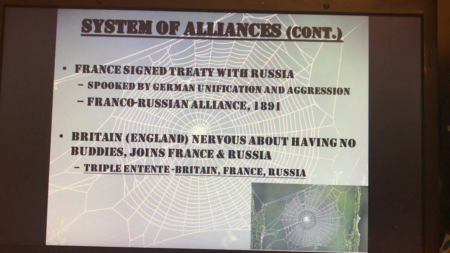Now, more on the system of alliances. France, not to be left out and not to be left alone, signed a treaty with Russia. The reason they set up this treaty with Russia is because, let's face it, they were scared of German unification and aggression. They had already been beaten by Germany once. They did not want to be taken by surprise again. So you have the Franco-Russian alliance of 1891. Britain, who was nervous about not having enough friends, joined the French and Russian alliance. This would be known as the Triple Entente.